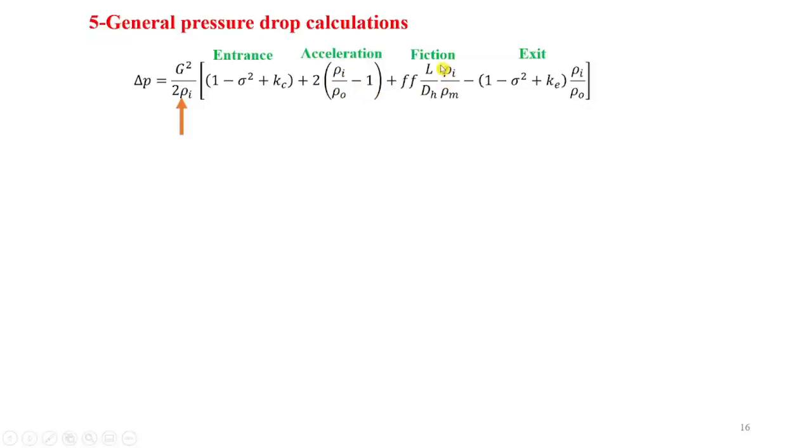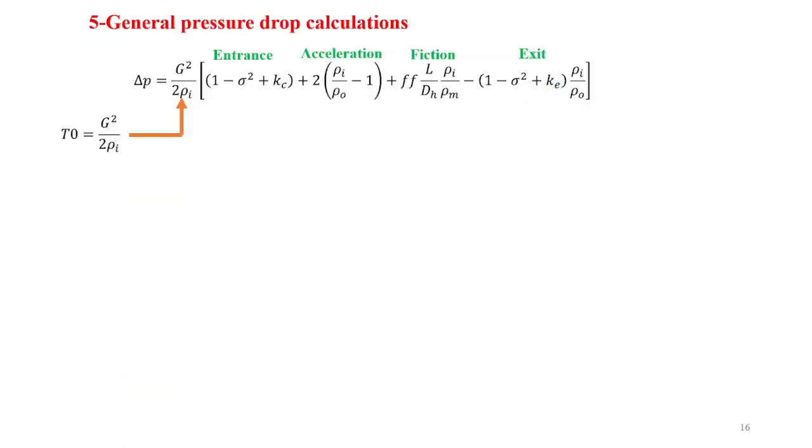The third part is very well known, the friction due to the wall of the heat exchanger, which is, as we said before, the friction factor times the ratio L over D multiplied by rho i and rho m, and then multiplied by G squared in front of the bracket. The fourth part is the exit pressure drop, which is a function of the densities, the coefficient for the flow exiting the heat exchanger, and sigma, which is, as I said, the free flow area divided by the frontal area.